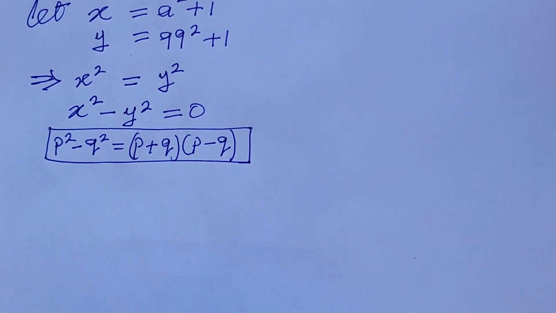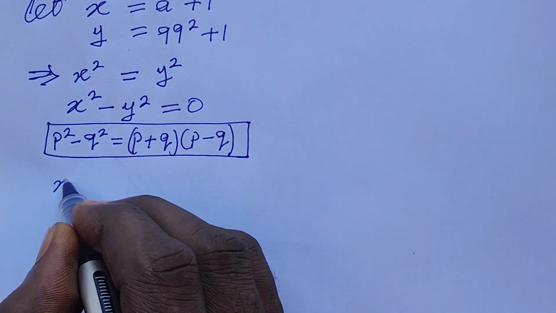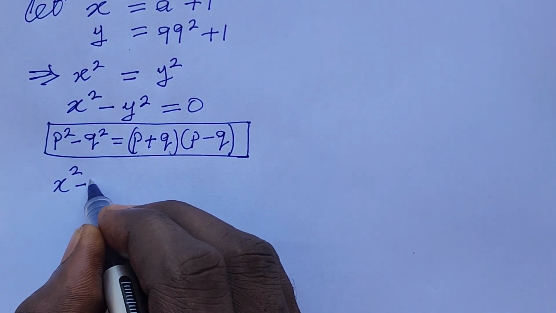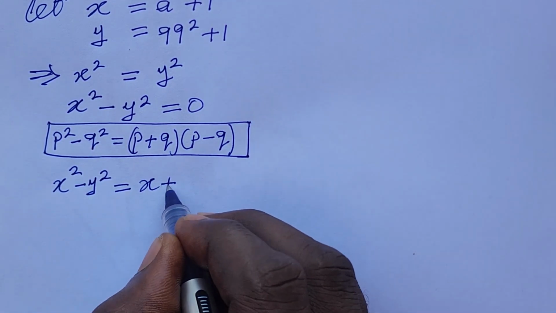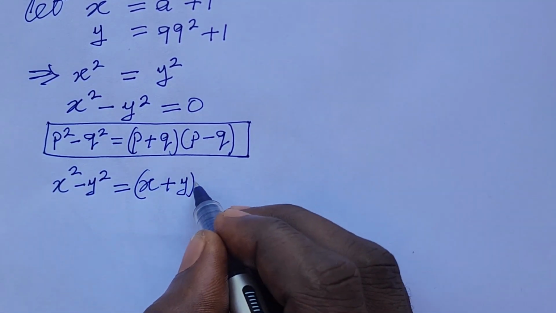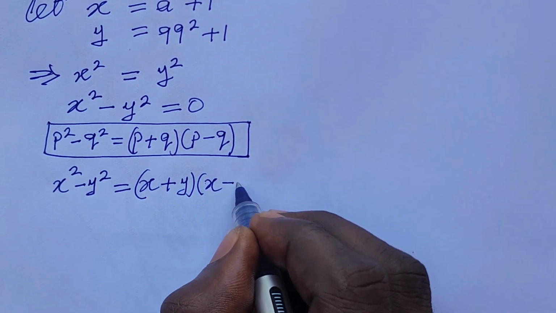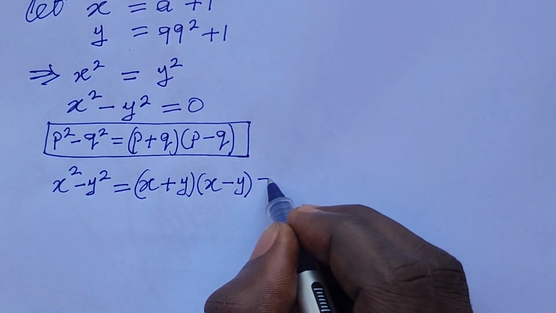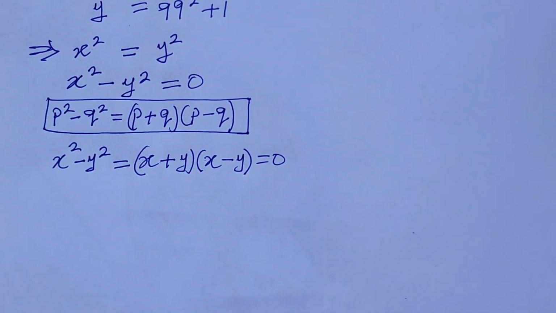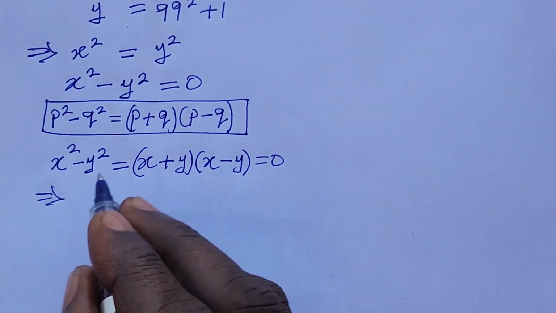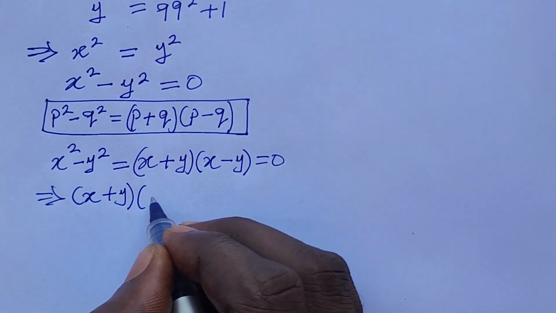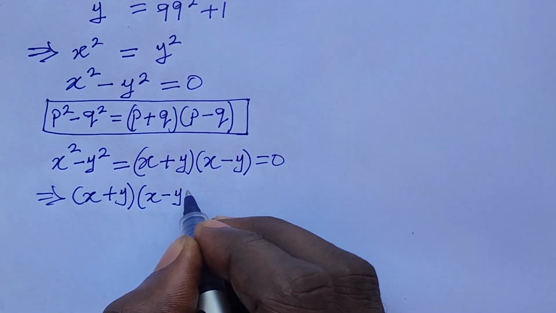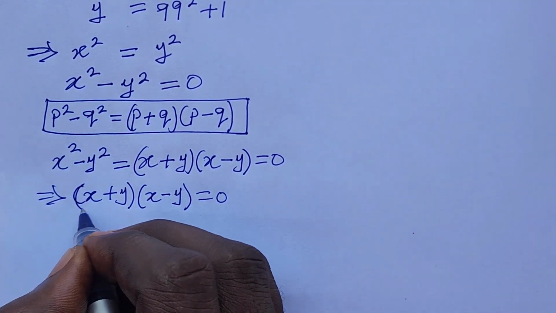So if we apply this rule, then we have x^2 - y^2 = (x + y)(x - y) = 0. Rewriting this, we have (x + y)(x - y) = 0, right?